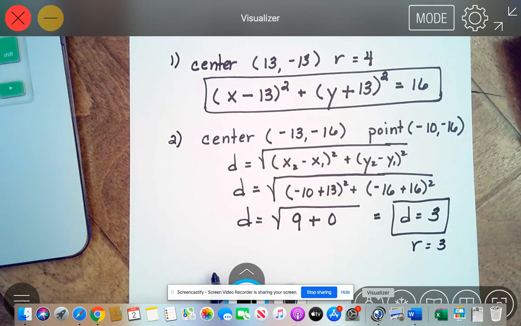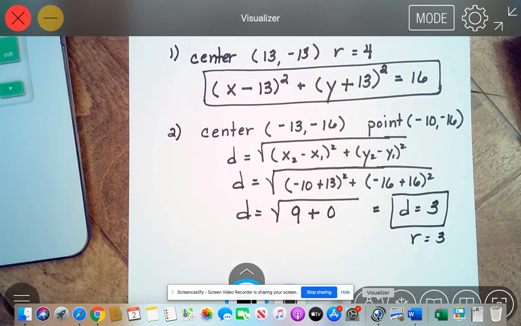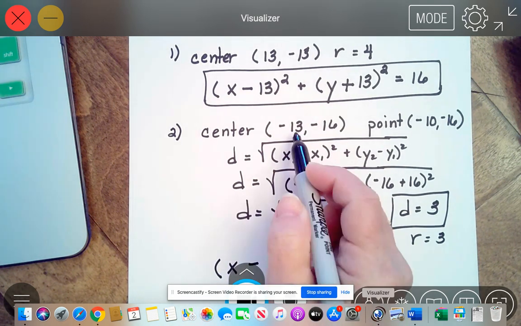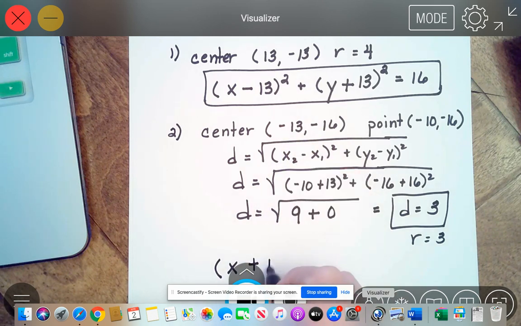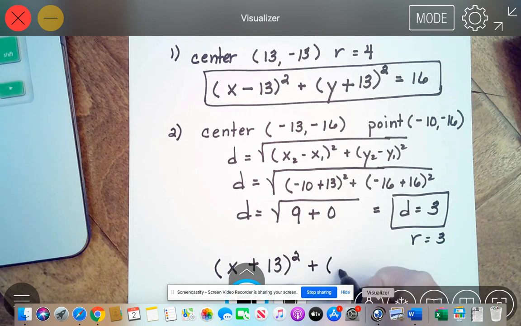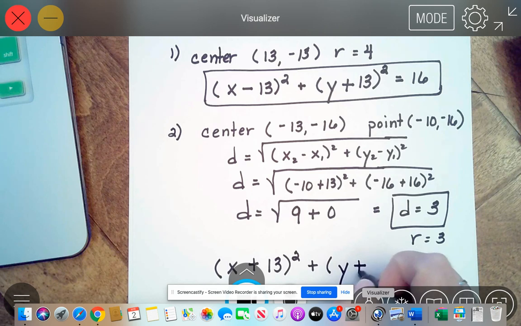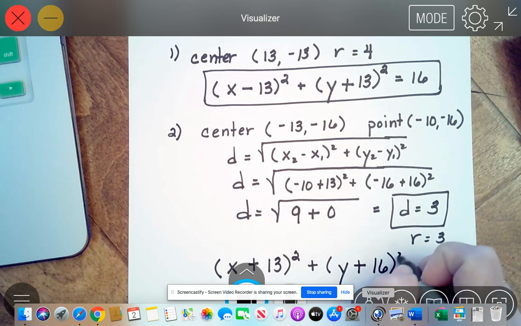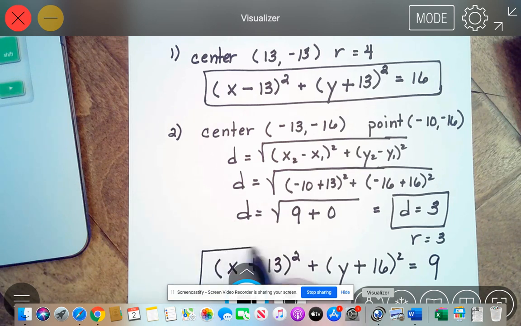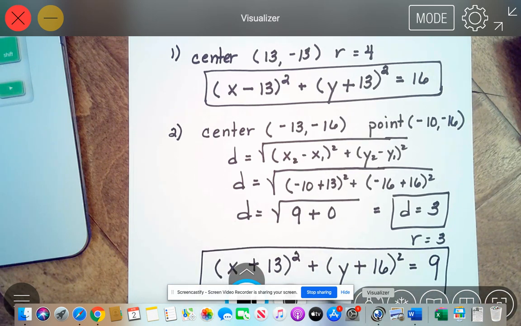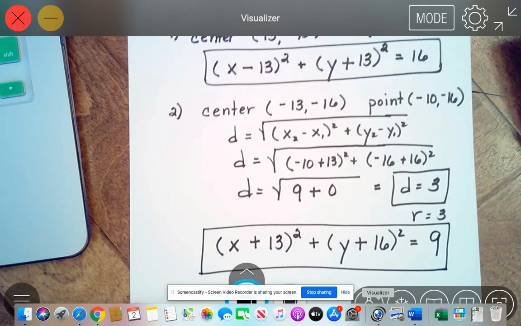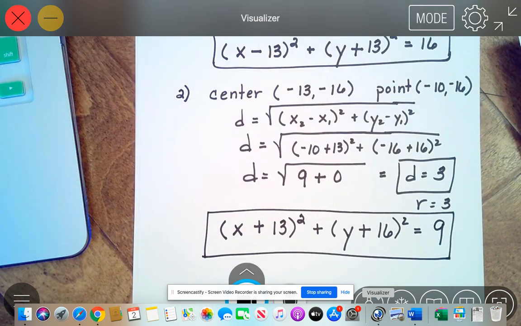So now I have all the information I need to put this in standard form. X minus negative 13 squared plus y minus negative 16 squared is r squared, which is 9. And there we go with that one. Okay?